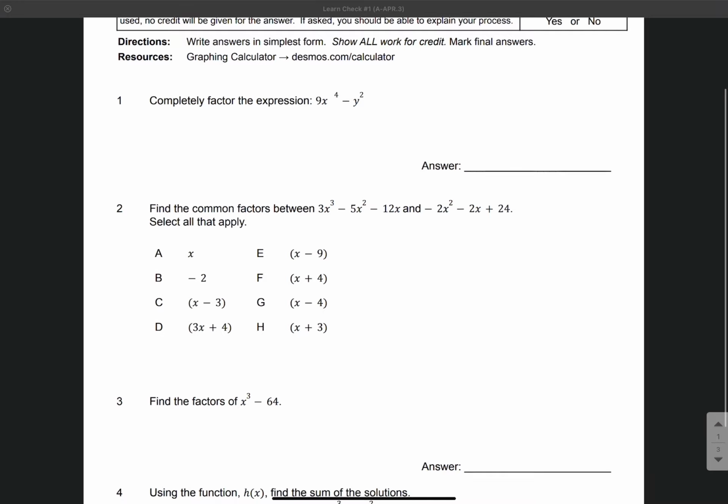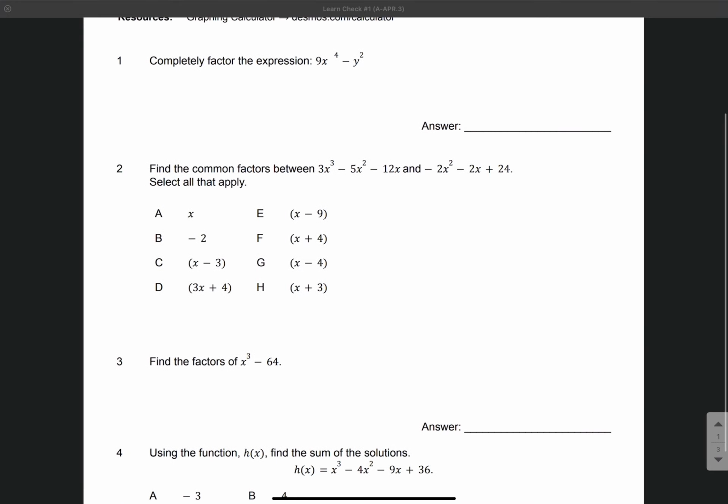So number 1, we can tell that we need to factor, and we are trying to think of our different patterns. So I'm going to notice that there is a subtraction sign, and I'm going to notice that our exponents are even. So this tells me that this might be difference of squares. So I'm noticing those things.